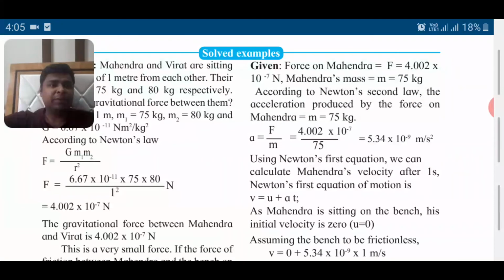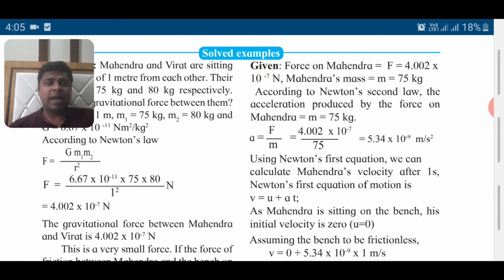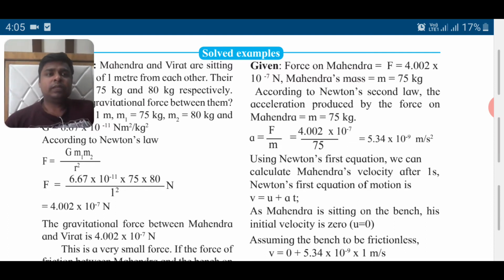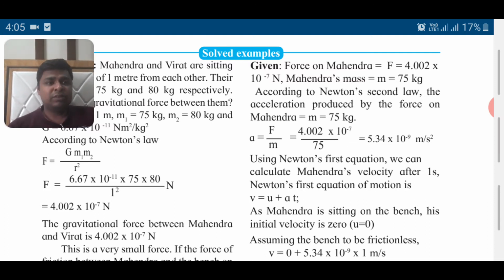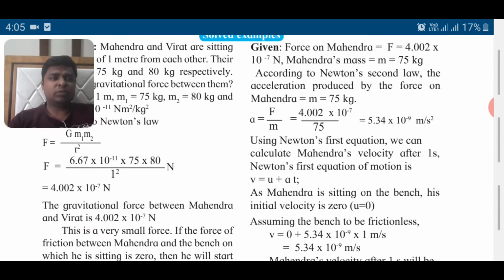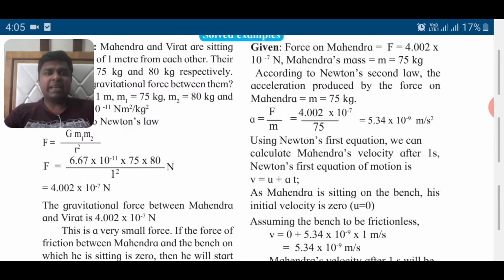Observe this carefully. Force is given, mass is given. According to Newton's second law, we have the formula a = F/m, where a is acceleration, F is the force, and m is the mass. So we put the values, we get the answer. Acceleration is very tiny, very small, that is 5.34 x 10^-9.